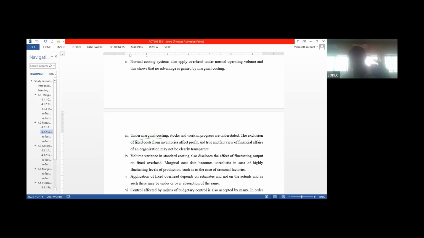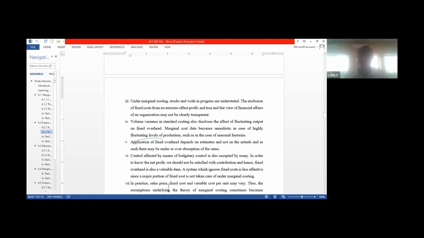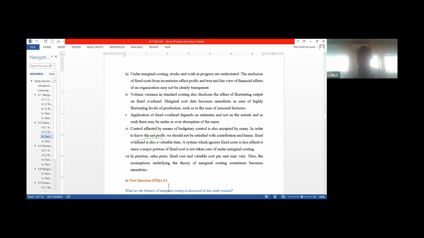So this is a peculiar feature of absorption costing. Then control by means of budgetary control is also accepted by many. In order to know the net profit, we should not be satisfied with contribution, and hence fixed overhead is also a valuable item because we have incremental fixed costs here. Incremental fixed cost is what is relevant to decision making.